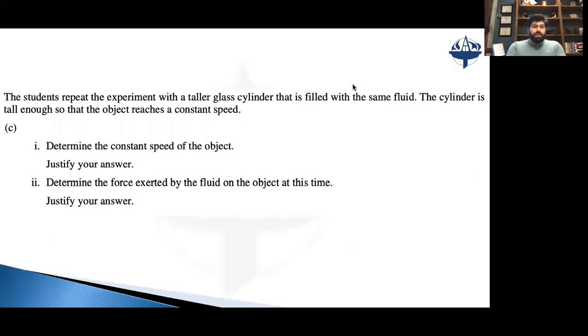And then finally, we're going to see that the students repeated the experiment with an even taller glass cylinder that is filled with the same fluid, and the cylinder is tall enough so that the object reaches a constant speed. From that, we're going to determine the constant speed, and then we're going to determine the force exerted by the fluid on the object at this time. So let's get started on this.